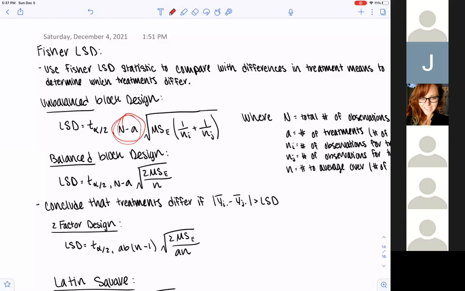And since almost everything other than the unbalanced ANOVA works this way, you can just use this one. And this is just your error DF, and that's going to be your critical value for the Fisher LSD.